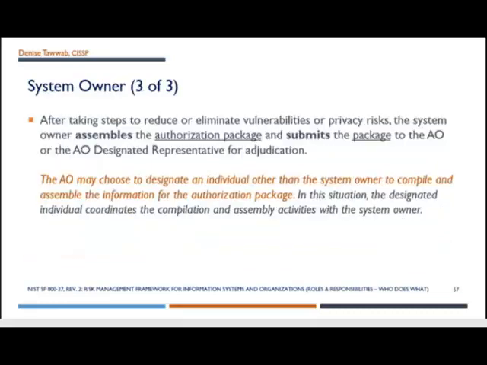After taking steps to reduce or eliminate vulnerability or privacy risk, the system owner assembles the authorization package and submits the authorization package to the AO or to the AO's designated representative for adjudication. The AO may choose to designate an individual other than the system owner to compile and assemble the information for the authorization package. In this situation, the designated individual coordinates the compilation and assembly activities with the system owner.